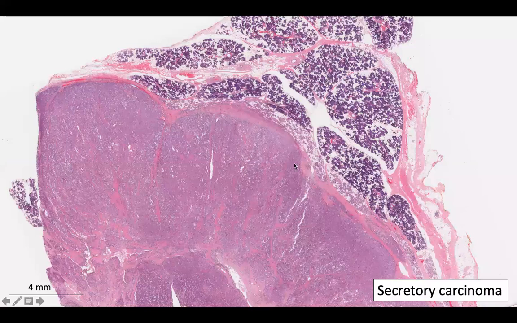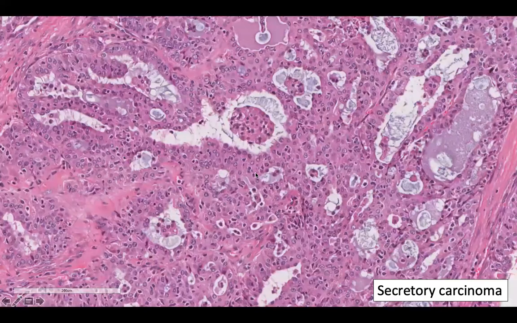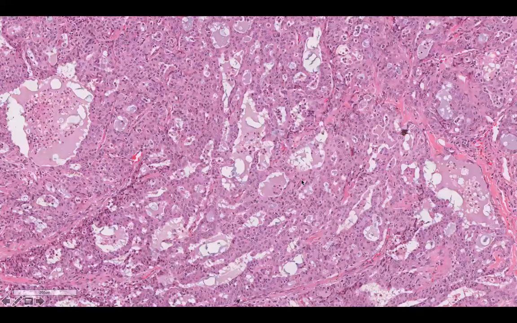So low power, you can see it's sort of a pushing infiltration. And then higher power, again, we see these cells with the pink, finely granular cytoplasm, these lumens with these little colloid type secretions. Another picture here where we can really appreciate that the colloid has these secretory bubbles. It almost looks like the scalloping you see in Graves' disease when the thyroid's really super overactive.